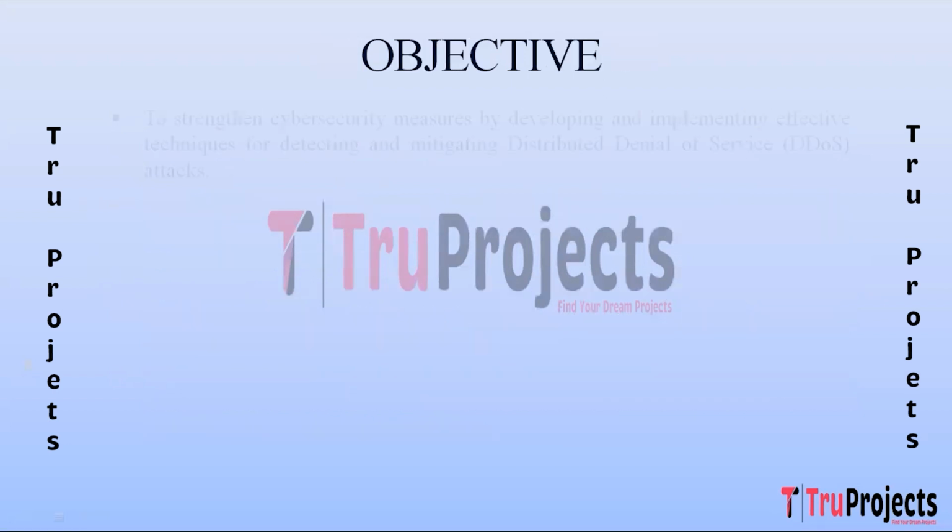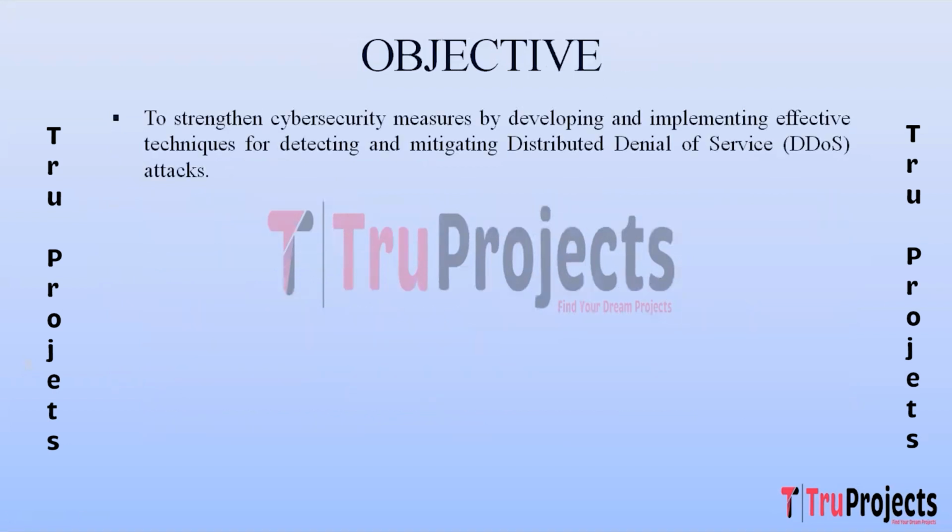Objective of the project. So, as I mentioned earlier, the primary goal is to enhance the overall security of computer networks by developing and implementing advanced techniques. This involves creating robust mechanisms specifically designed to identify and counteract distributed denial of service, that is DDoS attacks, a prevalent and disruptive form of cyber threat. Strengthening cybersecurity measures is crucial to safeguarding systems against these malicious activities.